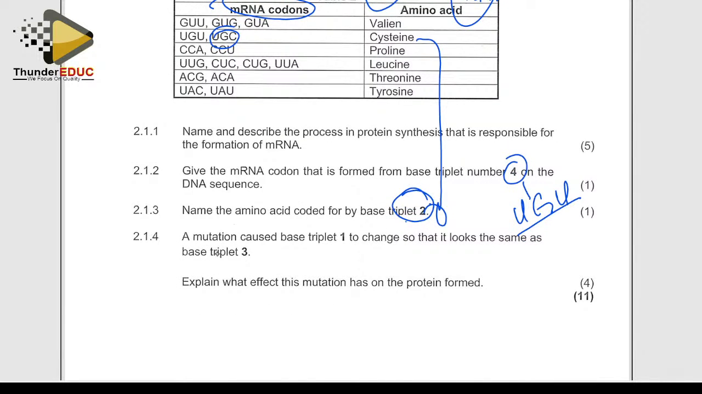Then they are saying mutation. When I was explaining this, I called it a devil, because many students don't understand it.